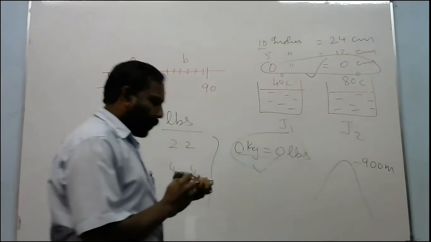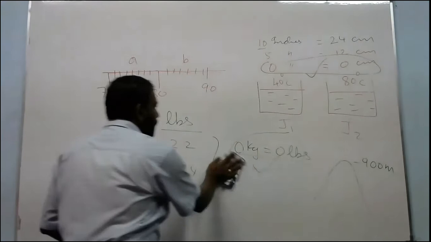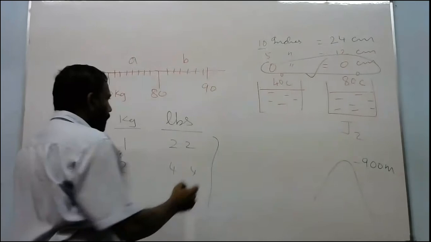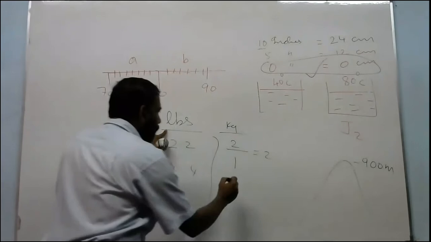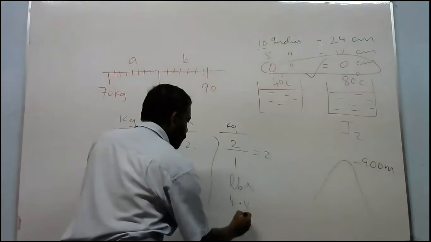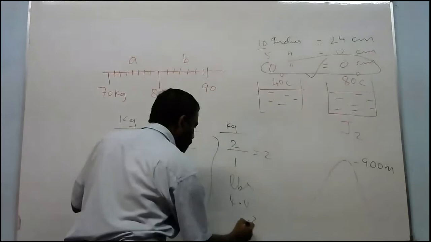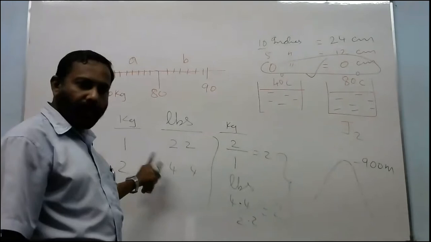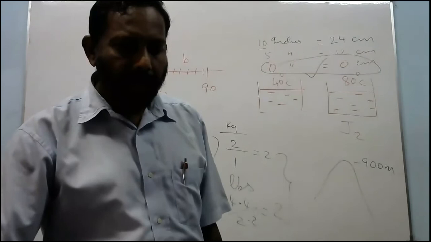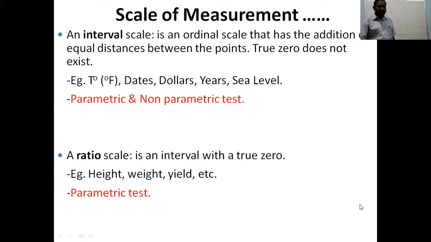Right? The other thing is, if you want to compare this, because it is a ratio data, look at kilogram 2 divided by 1. What is the ratio? 2 divided by 1. What about the pounds? 4.4 divided by 2.2, which is 2. So you see, the ratio also exists. So that is the specialty of this kind of data. So that is why it's called as ratio data.